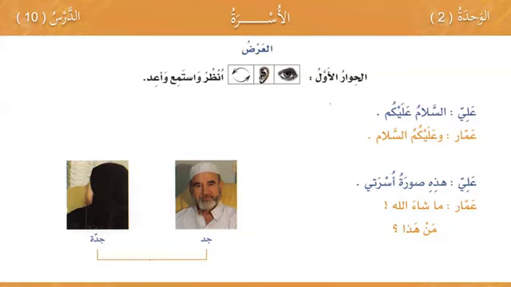الحوار الأول, dialogue 1. انظر واستمع وأعيد. As you know, the first time I would like you to repeat with me so that you get used to the idea of reading the Arabic language, and then we will look at the translation.